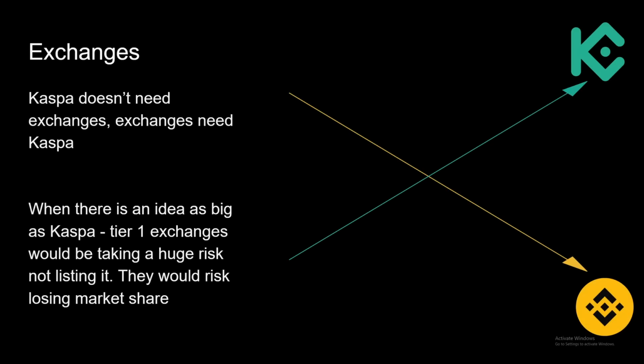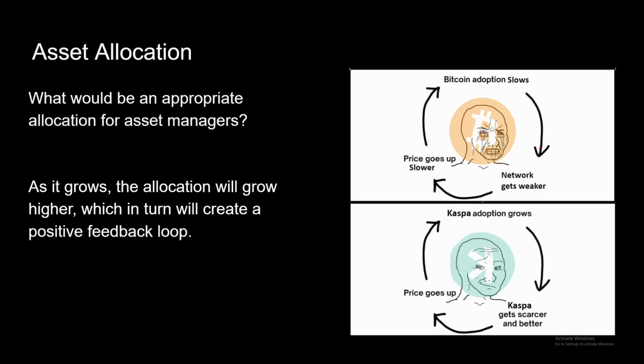Whereas Binance can de-risk and just buy some Kaspa with the idea of listing it, not saying they have to go all in, but they just get at least some, then that is the optimal solution for Binance. And this will also occur with asset allocation and asset managers. At the minute, what would be an appropriate allocation for an asset manager to put into Kaspa? It would be an extremely small amount, less than 0.1%.